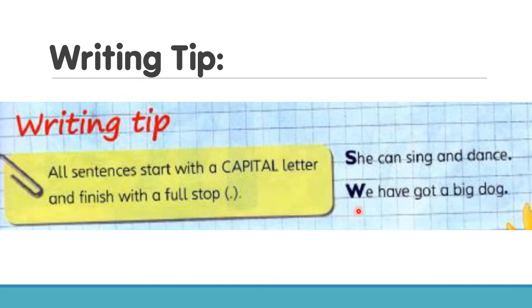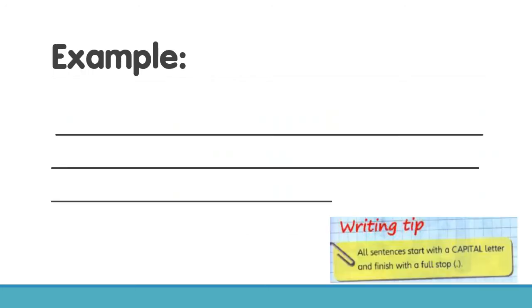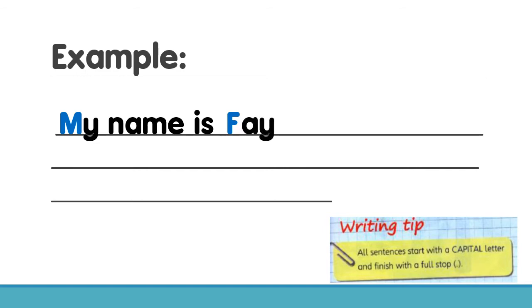Same goes with this sentence. We have got a big dog. We, letter W, is in capital letter and the sentence ends with a full stop. Now, look at this example. When you are writing, my name is Faye, my M is in capital letter. Name is Faye. F is in capital letter because Faye is the proper noun, which is the name of a person. And at the end of this sentence, you must put a full stop.